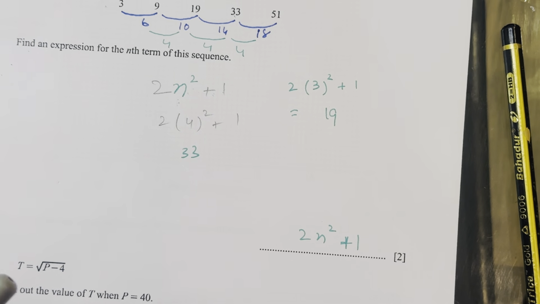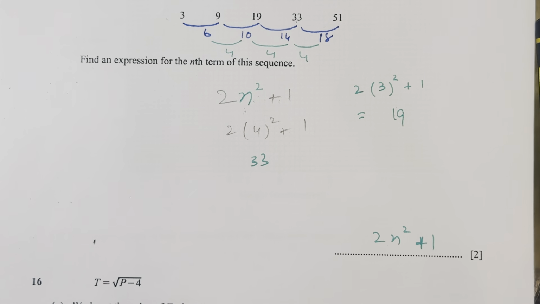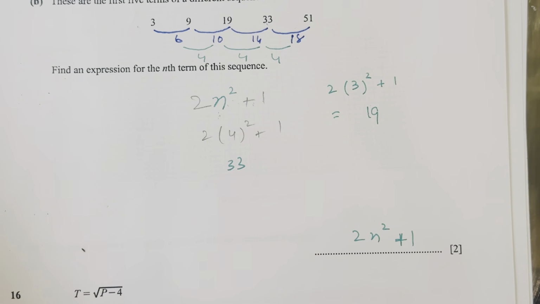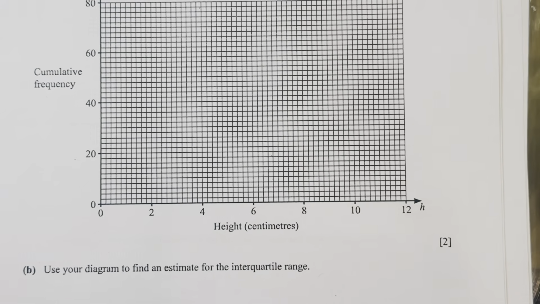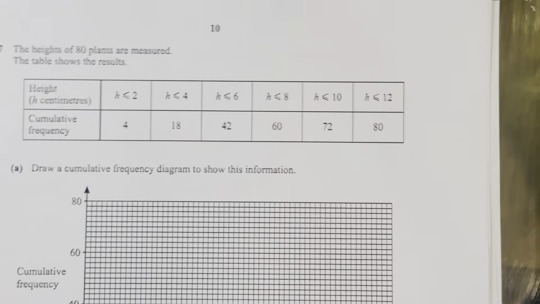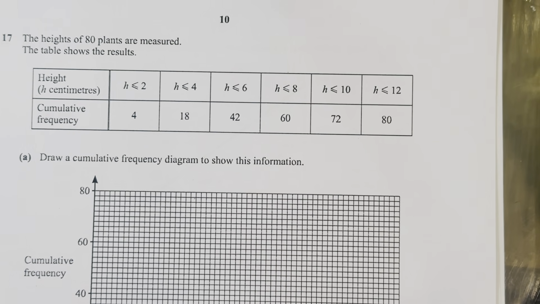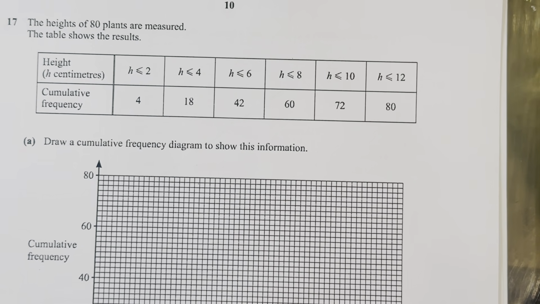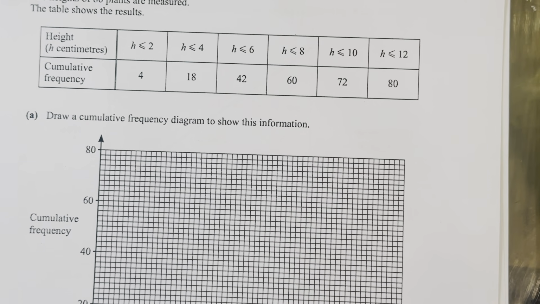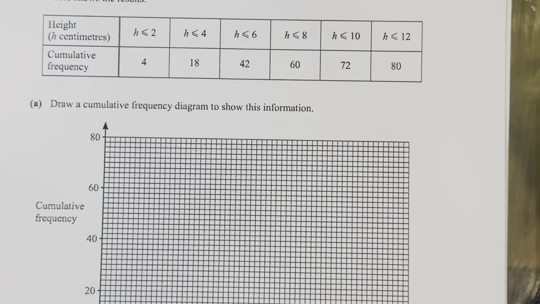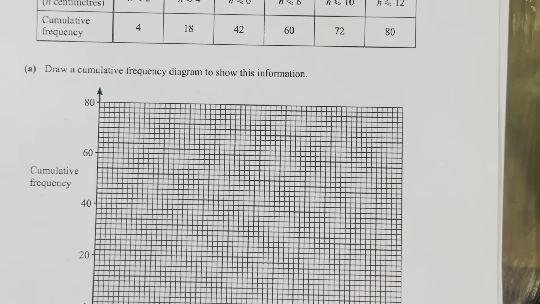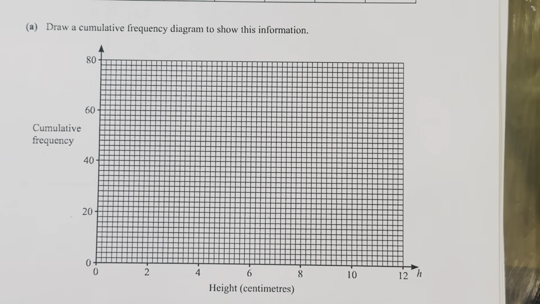Now we will move to question number 17. Question number 17: the heights of 80 plants are measured. The table shows the results. Height h: 2, 4, 6, 8, 10, 12, with cumulative frequencies 4, 18, 42, 60, 72 and 80. We need to plot this graph and use the diagram to find an estimate for the interquartile range.